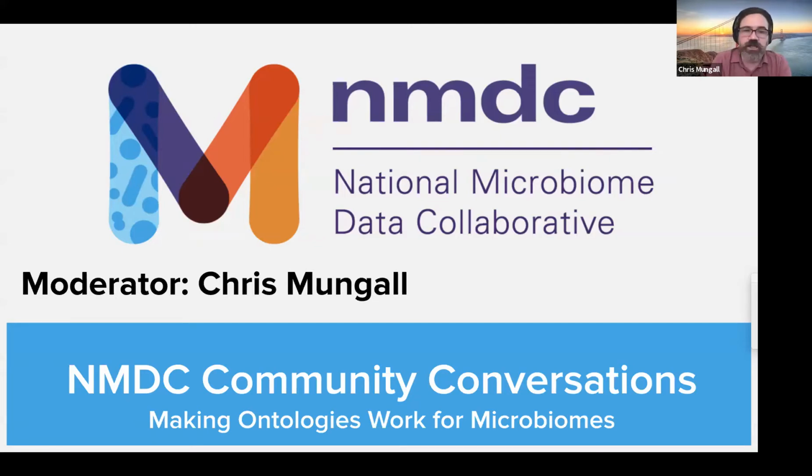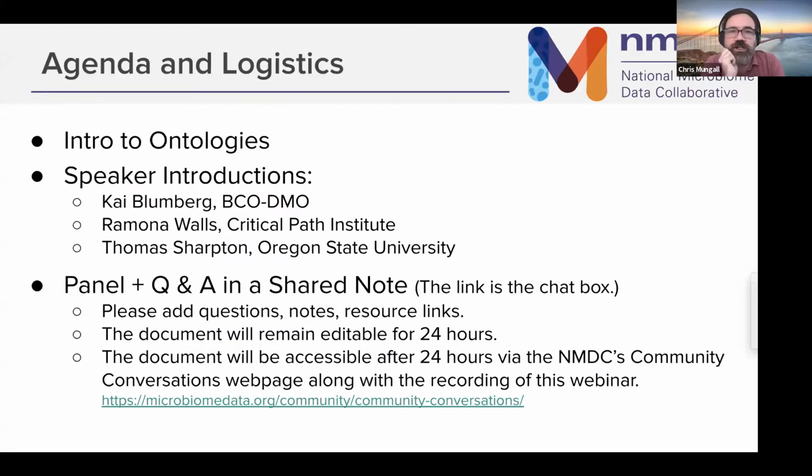Just to give you an outline of how it's going to work today. I will start by giving a brief introduction to ontologies in the context of microbiome research for about 10 minutes or so. Then we're lucky to be joined by three panelists with very diverse expertise: Blumberg from Bicodemo, Ramona Walls from the Critical Path Institute, and Tom Sharpton from Oregon State University. They'll give you an intro to their work, and after that, we'll have a panel question and answer session.